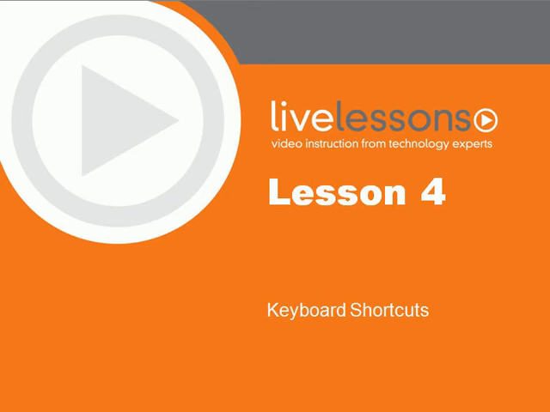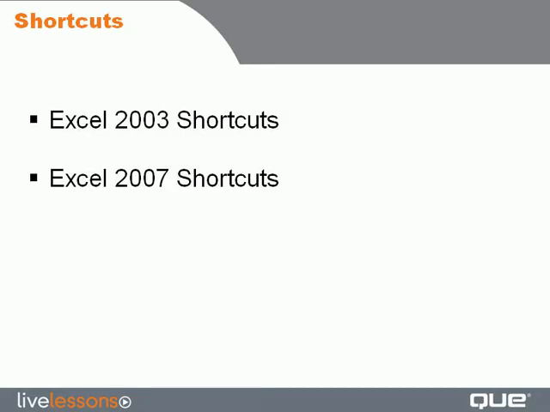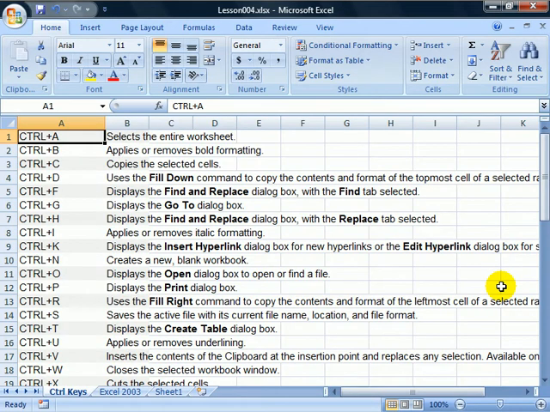Lesson 4, Keyboard Shortcuts. In this lesson, we'll take a look at using the old Excel 2003 keyboard shortcuts and the brand new Excel 2007 shortcut system. Well, the good news, any of the old keyboard shortcut keys that use the control keys continue to work in Excel 2007. So Control C for copy, Control V for paste, Control B for bold, Control S to save, Control P to print. All of those commands continue to work, the control keys.